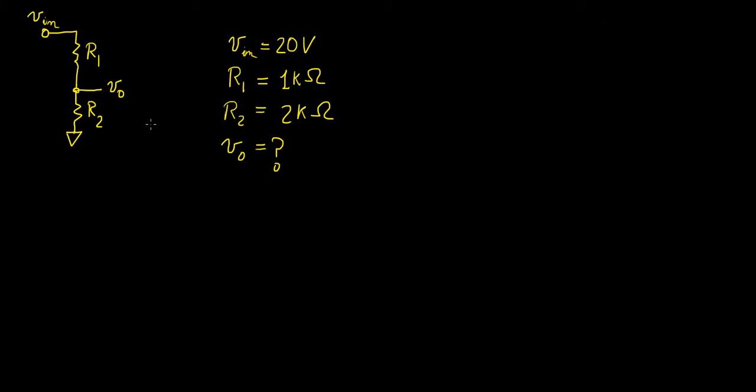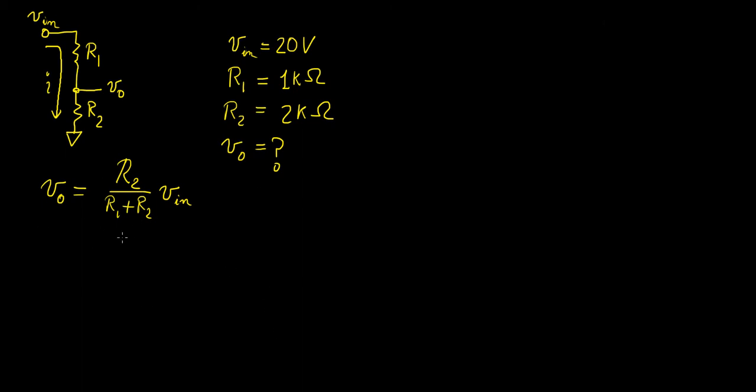Alright, in this video we're going to be solving a numerical example of a voltage divider. In the last video we saw that by finding the total current flowing from the input voltage to the ground, we derived the following expression for the output voltage. The output voltage is equal to R2 divided by R1 plus R2, times the input voltage.